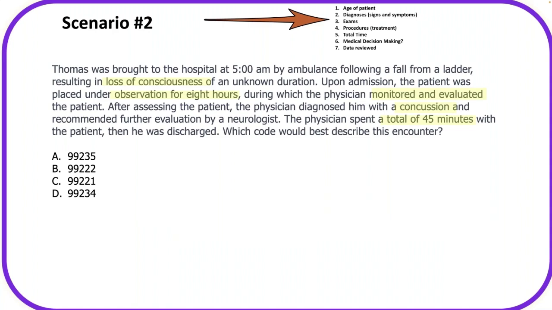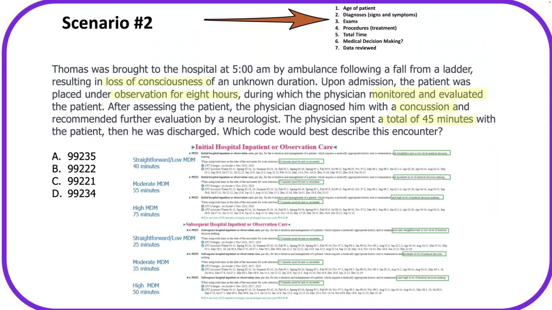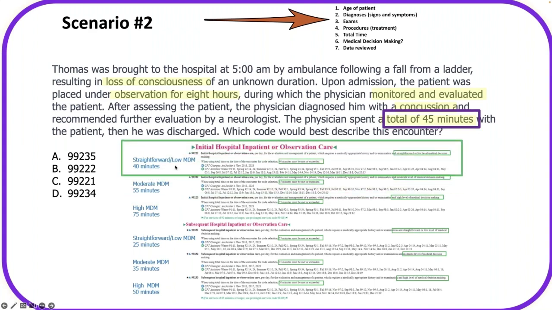And then we're going to go to our code series. So they tell us to go to the initial hospital inpatient or observation care series. And if our total time is 45 minutes, we are going to select 99221, because that's the code for 40 minutes having been met or exceeded. So that is our answer.